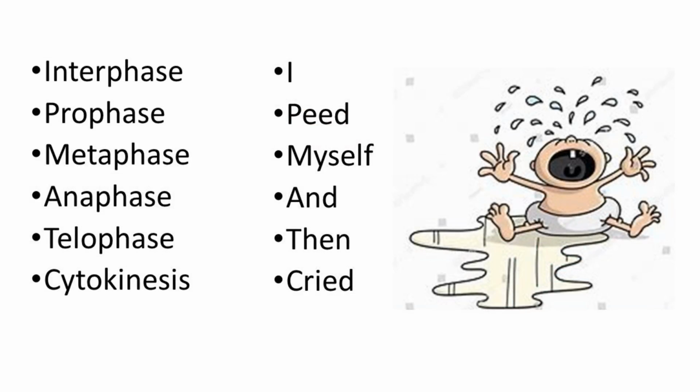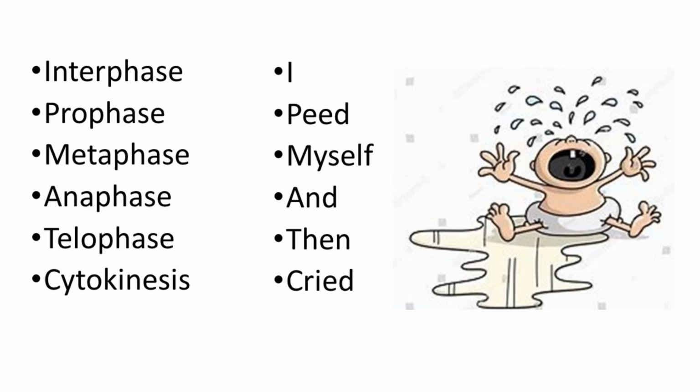We should, as a minimum, be able to remember the names of all of these stages and have them in the correct order. And these stages are called Interphase, which we've already met, Prophase, Metaphase, Anaphase, Telophase, and Cytokinesis. So you can see that interphase and cytokinesis were in our original description of the cell cycle, and prophase, metaphase, anaphase, and telophase are the 4 stages of mitosis itself. Now, to make sure we can remember the correct phases in the correct order, we can use the mnemonic "I peed myself and then cried."